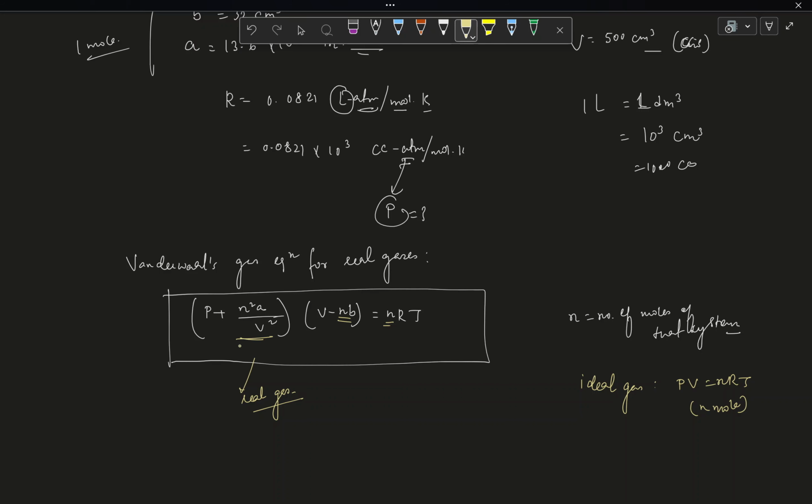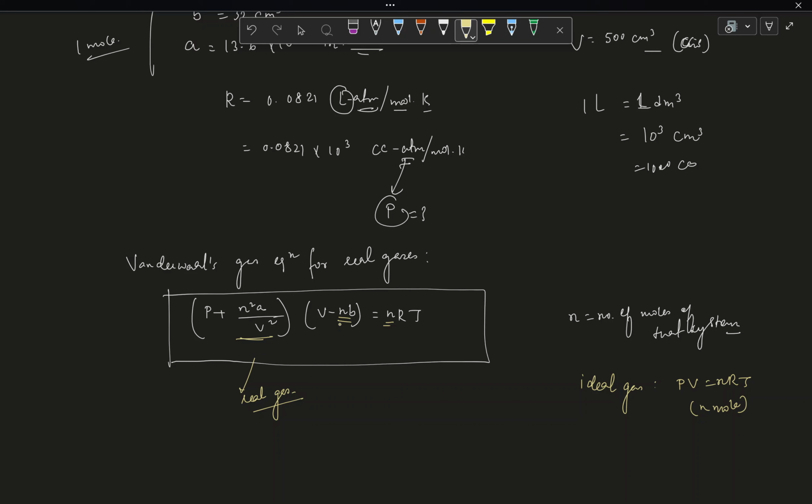But they do interact with each other, and taking that into account, you get a correction term in P. Similarly, for volume there is a correction term, which is nb, where the volume is actually getting decreased from what it should have been in the ideal gas case. That is because in the ideal gas you assume that the gas molecules are like point masses, and they do not occupy any volume in the container. But that is actually not true.